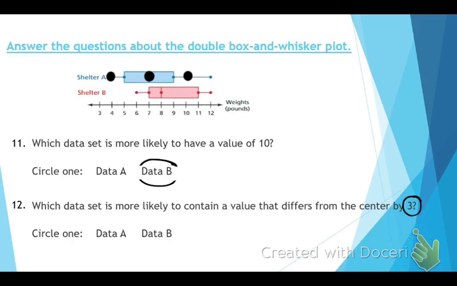Let's try data set B. What's the center? 8. What is 3 more than 8? 11. Is that in the box? Yes. So what should my answer be? It should be data set B.